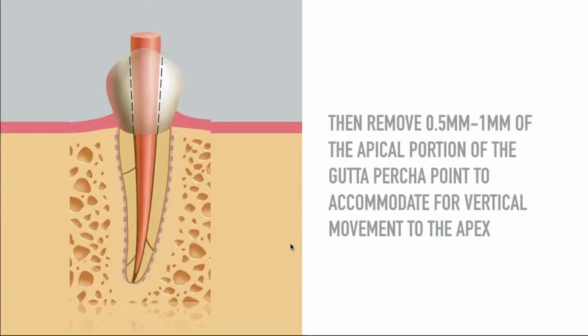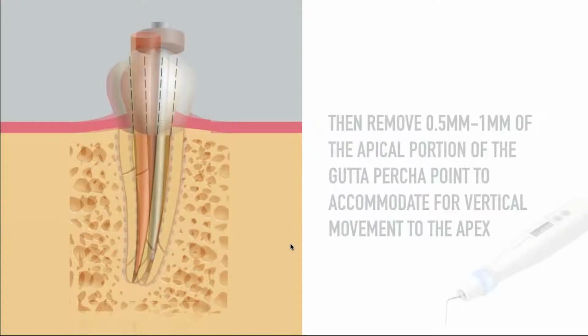Why half? Why 1 millimeter? Well, if I've got a really large canal and it happens to be straight, I'm going to get more movement of my gutta-percha cone. If it's curved and a little bit thinner, smaller root canal, I'm going to get less vertical movement. So hence the 0.5 and 1 millimeter. I want to accommodate for that vertical movement. I want to keep my gutta-percha within the confines of that root canal space. So we fit our cone. We cut back 0.5 to 1 millimeter. Again, that's optional.